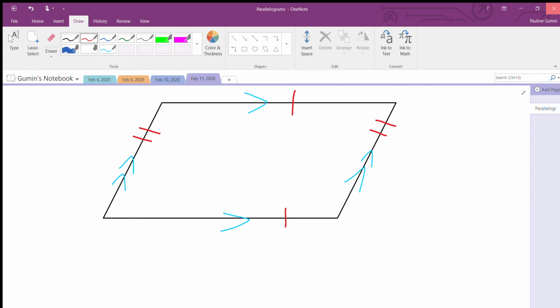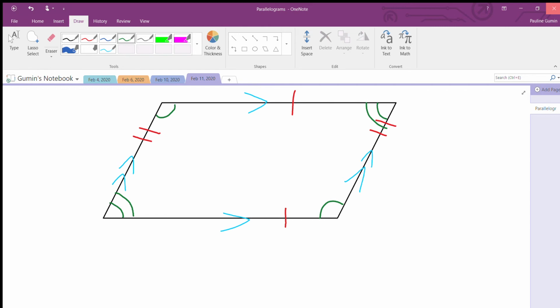Sweet. Alright, so four sides, and it has four angles. This angle has the same value as that angle. This angle has the same value as that angle.